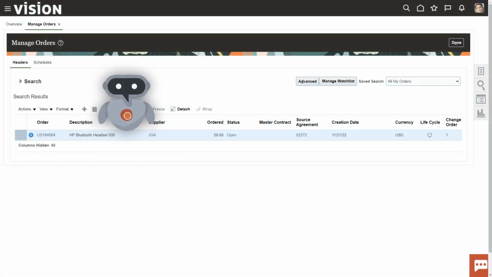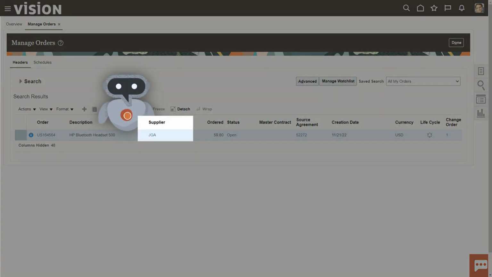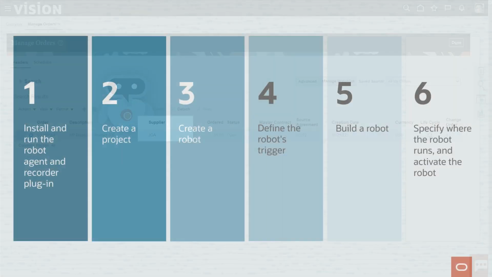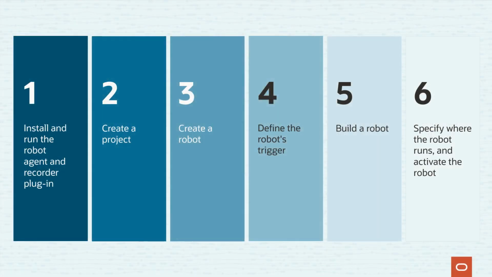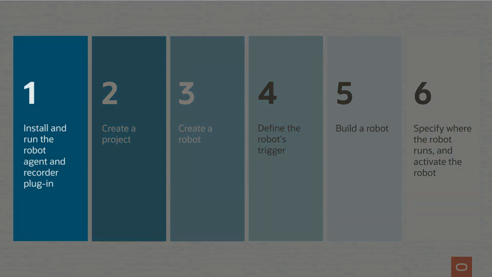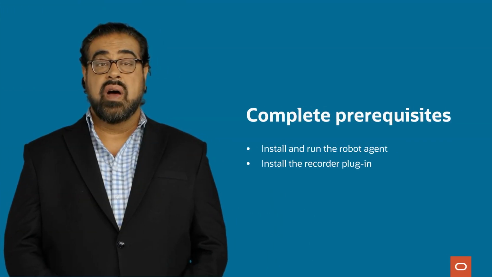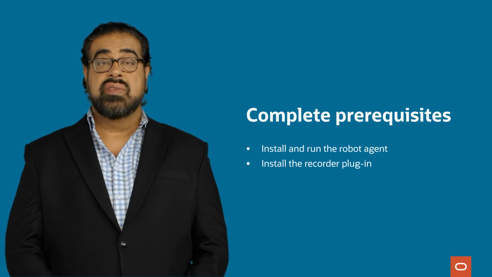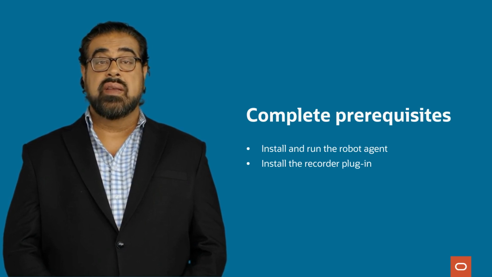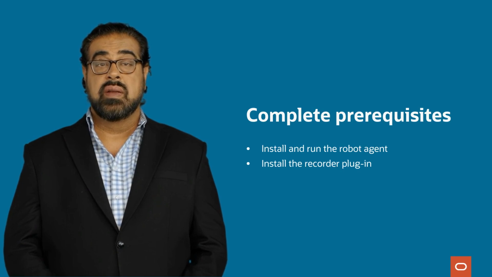Today, we'll build a robot that gets the supplier name for a purchase order, or PO, from Oracle ERP Cloud. We'll complete the following tasks, starting with the installation of the robot agent and the recorder plugin. Install and run the robot agent and install the recorder plugin. See the documentation for instructions.